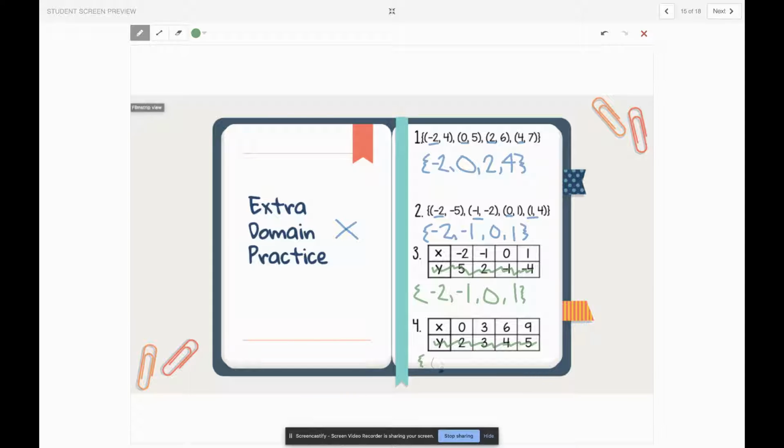In 4, I have 0, 3, 6. Oh, ugly 6. Let me try again. 6 and 9. Make sure you get commas between everything, otherwise it looks like one long number.